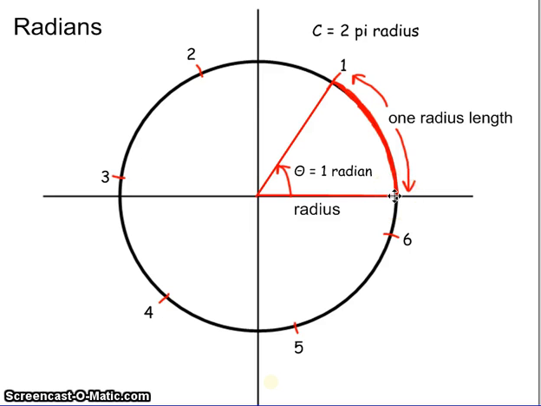Now let's think about pi. You know that pi is 3.14. Well, notice halfway around the circle looks like that would be reasonable. That would be pi, and all the way around the circle would be 2 pi. 3.14 times 2 is about 6.28, and that looks about right, that's about 6 1/4 radians. It turns out that all the way around the circle is 2 pi radians.